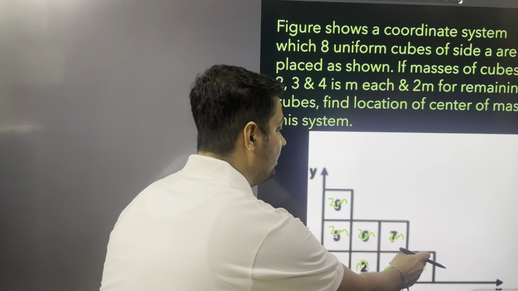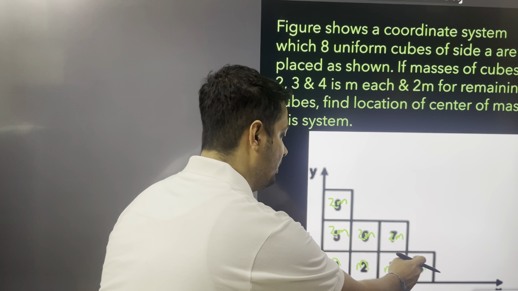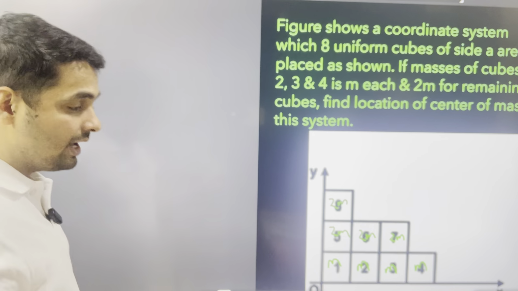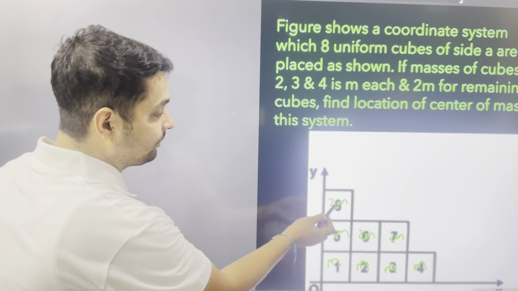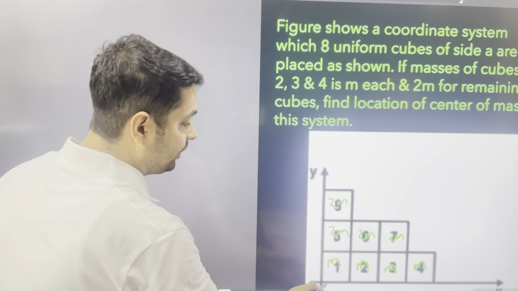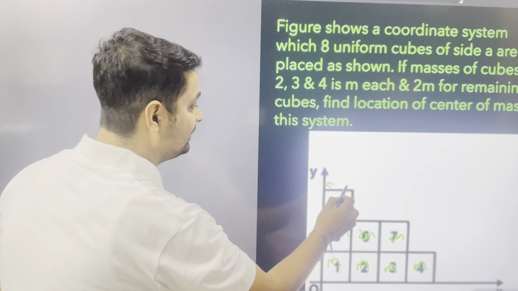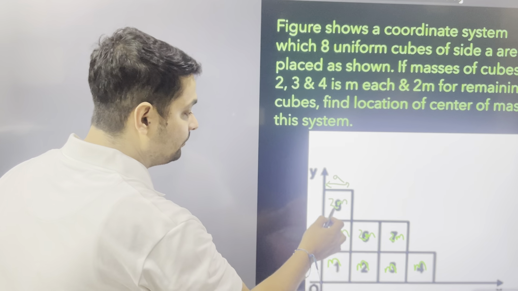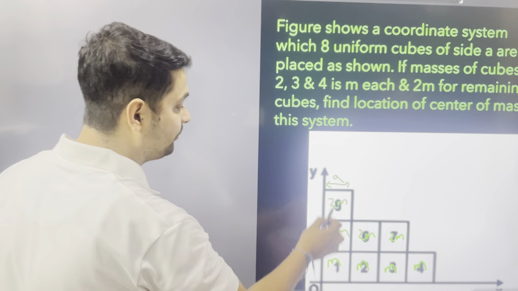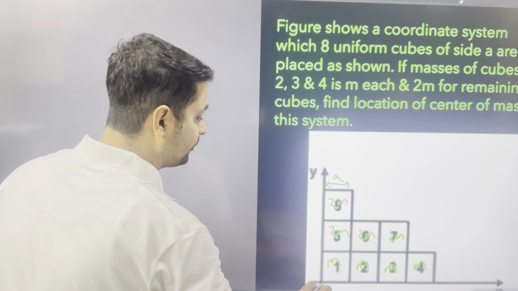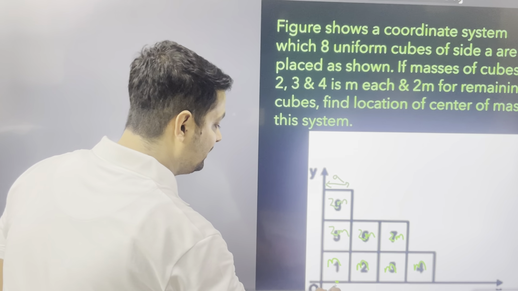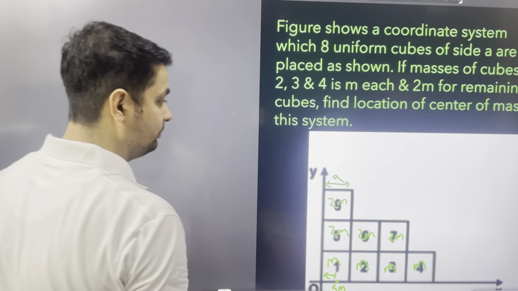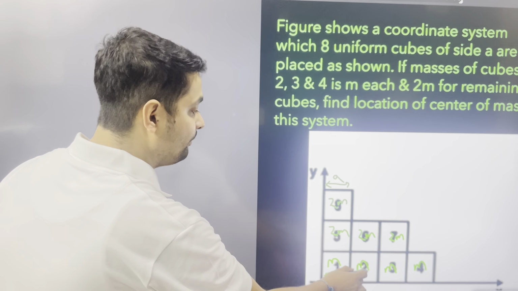Same way, m is at the center of mass of its cube, and we take their positions from the origin, which is 0, 0. If I consider 2m, 2m and 2m, that is 5m. Because this side is a and this side is a, and the cube is uniform, the physical center will be at a by 2 from the origin. So 5m is at position a by 2. Correct? Okay.